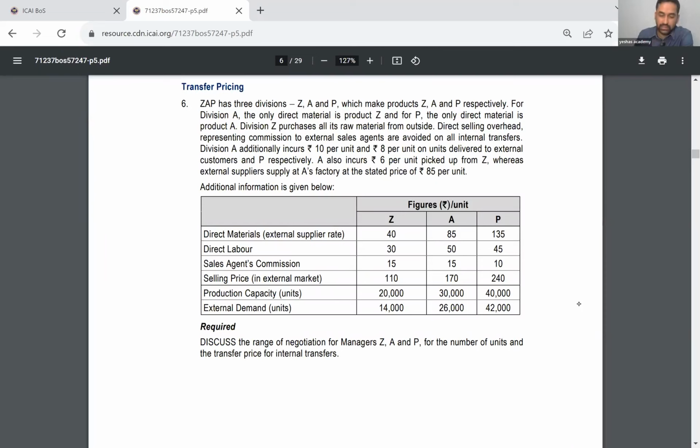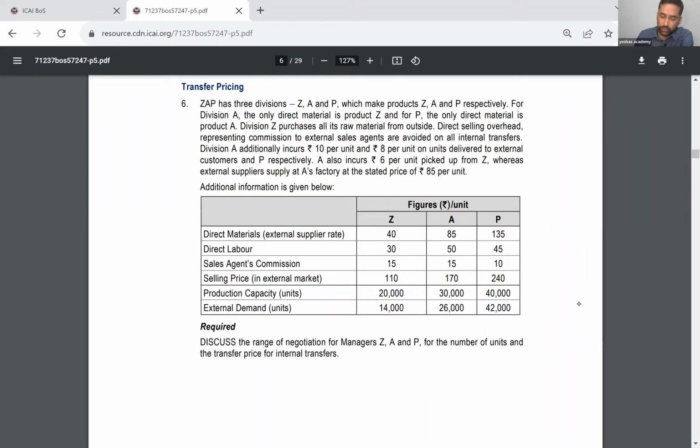Division Z purchases all its raw material from outside, obviously. Direct selling overhead representing commission to external sales agents are avoided on all the internal transfer. This I discussed some time back. When you do internal transfer, there are no selling and distribution costs. But if you have to sell it outside, you have to pay commission to agents, and that can be avoided. Simple. Division A additionally incurs 10 rupee per unit and 8 rupee per unit on units delivered to external customers and P respectively, 10 and 8.